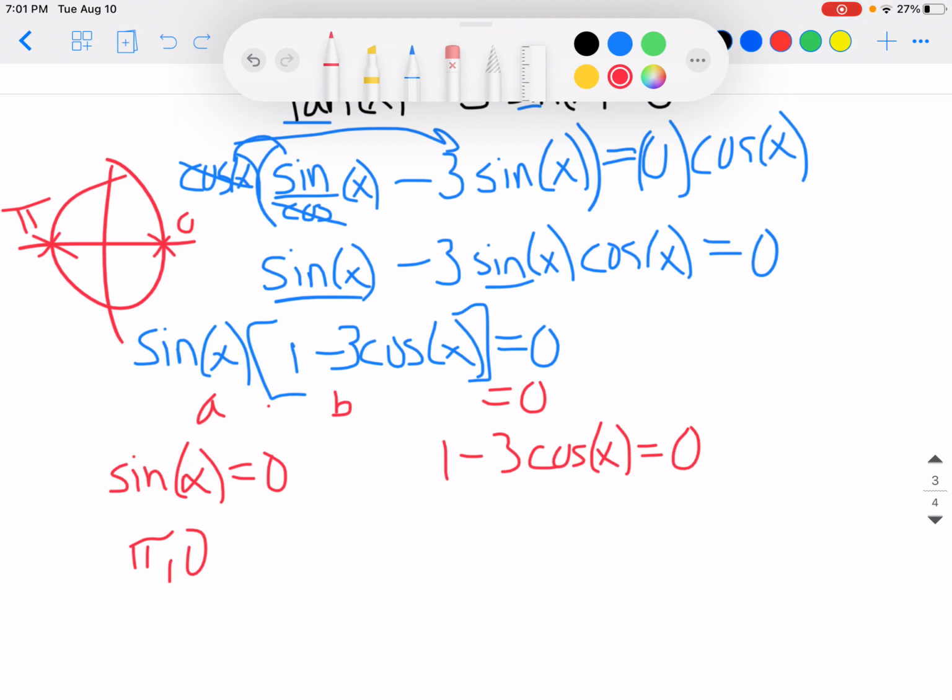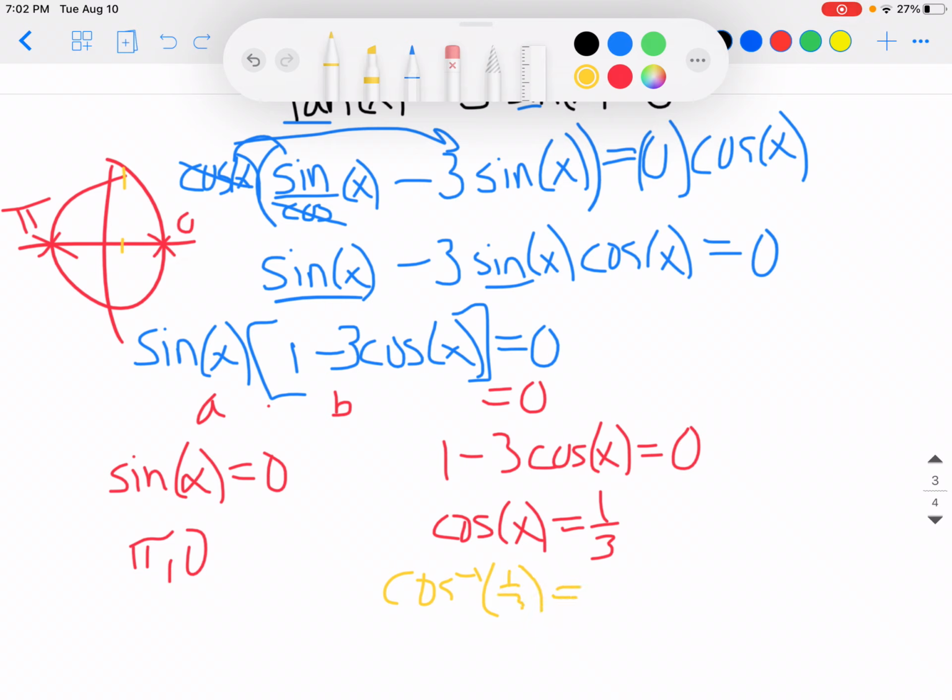Now for this other one, it's going to be a little more tricky. We're looking at, let's see, add 3 cosine to both sides, divide by 3. So we're having cosine of x is equal to 1/3. 1/3 is not a common unit circle value, so like 1/3 on the x would be right about here, really close to 1/2 but not quite there. So that means that we're going to need to use the cosine inverse. So cosine inverse of 1/3, figure out what that is.